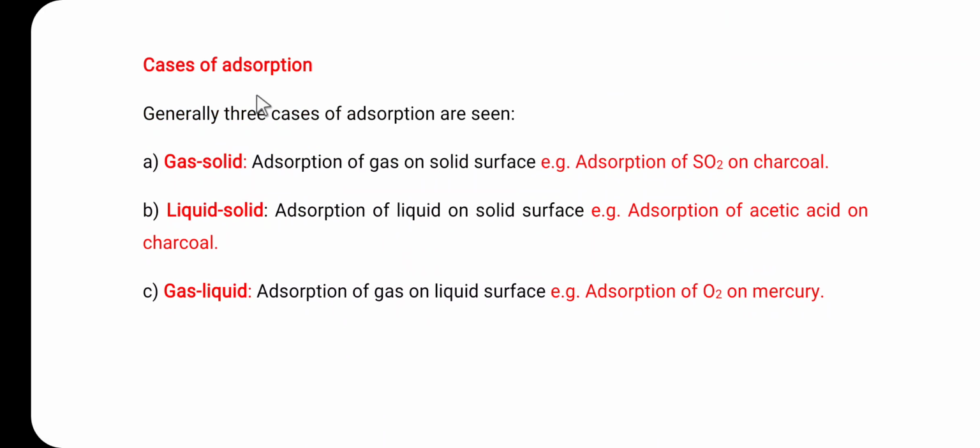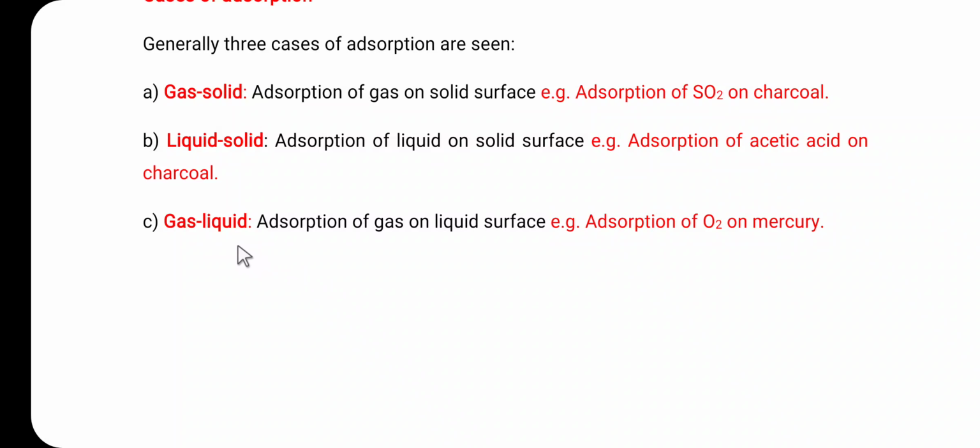Then the cases of adsorption. Friends, there are three cases of adsorption. The first case is gas-solid, the adsorption of a gas on a solid surface. The example is adsorption of sulfur dioxide on charcoal, where charcoal is the adsorbent while sulfur dioxide is the adsorbate. The second case is liquid-solid, the adsorption of a liquid on a solid surface. The example is adsorption of acetic acid on charcoal, where charcoal is the adsorbent while acetic acid is the adsorbate.